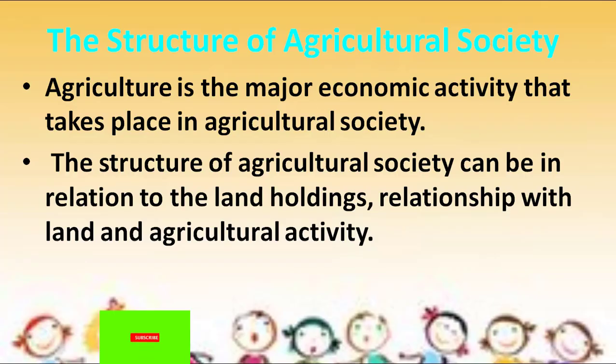The structure of agricultural society. Agriculture is the major economic activity that takes place in agricultural society. So the structure of agricultural society can be understood in relation to land holdings, relationship with land, and agricultural activity. Here are some of the systems that existed during different times. We are going to get the information.